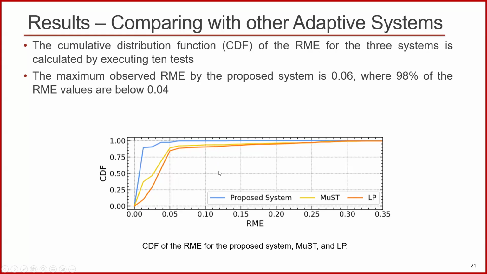On the other hand, MAST and LP have some values that reach 0.2 or above. MAST has slightly better performance than LP when it comes to the cumulative distribution function of the RME, but overall it performs better than LP.